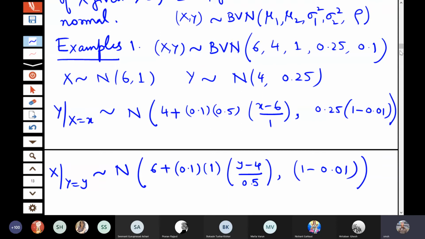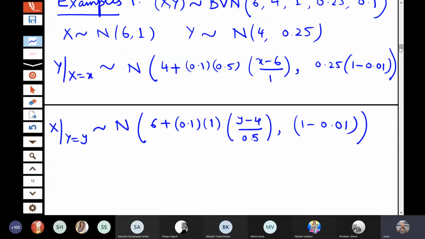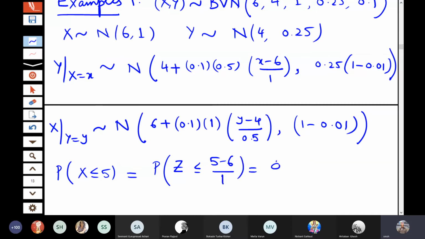For example, suppose I ask, what is the probability x less than or equal to 5? Then the distribution of x is, that is z less than or equal to (5 minus 6) by 1, that is phi of minus 1. Now these things you have already done. Phi of minus 1, how much was it? I think 0.1587. You did the class test last Tuesday.